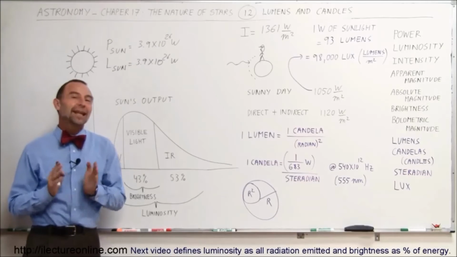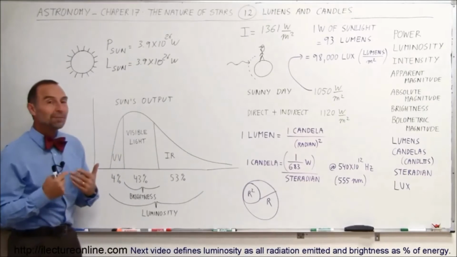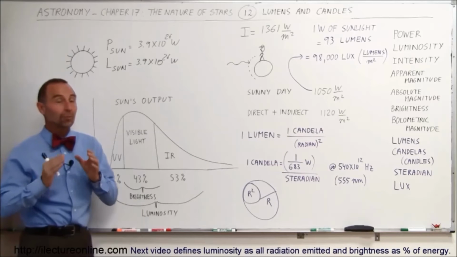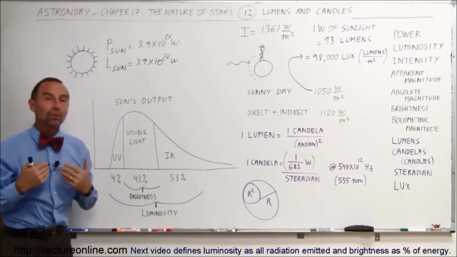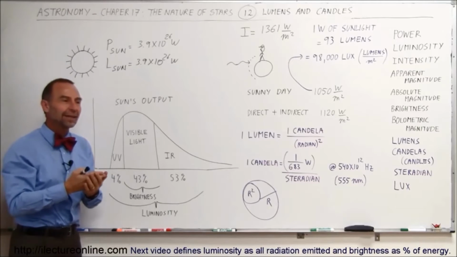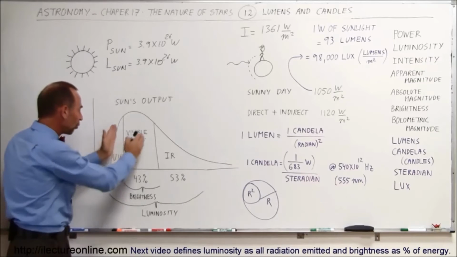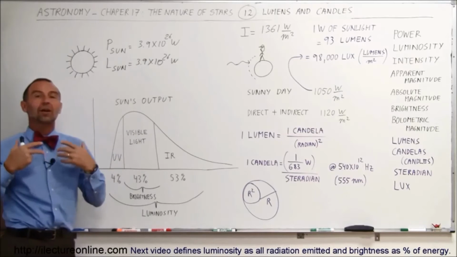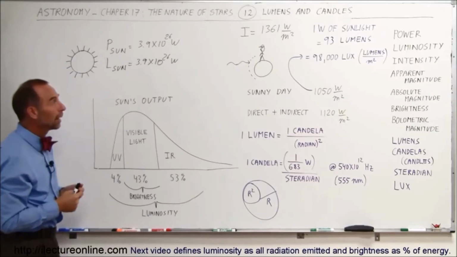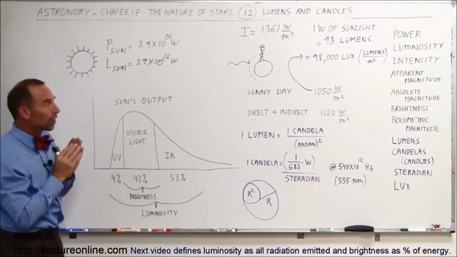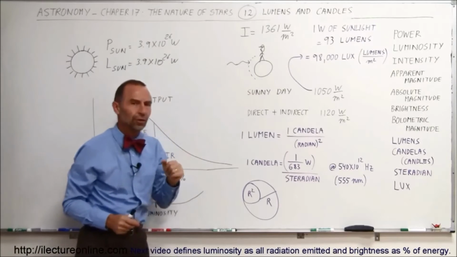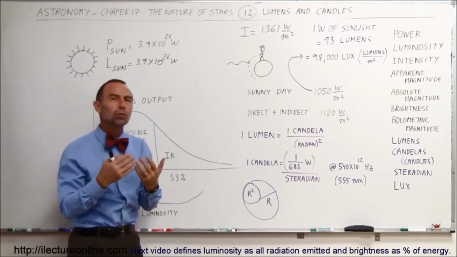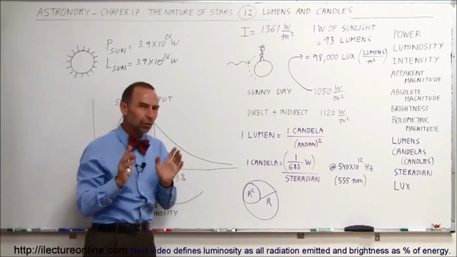Welcome to Lecture Online, and now we're going to take a closer look at what we really mean by brightness in two ways. The brightness of an object, the amount of visible light that an object puts out per unit time, or the amount of luminosity, only the portion of the visible light luminosity a star puts out per unit time. Or we're also going to talk about brightness in terms of how bright does it appear when it reaches the earth. And in that case, we talk about lumens, or that's related to luminosity.